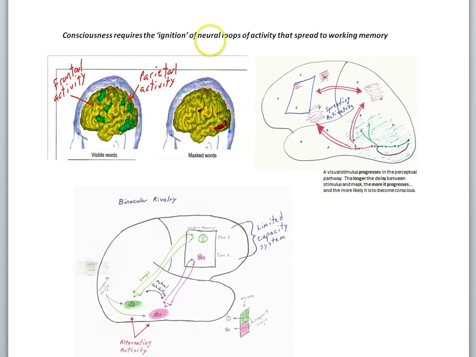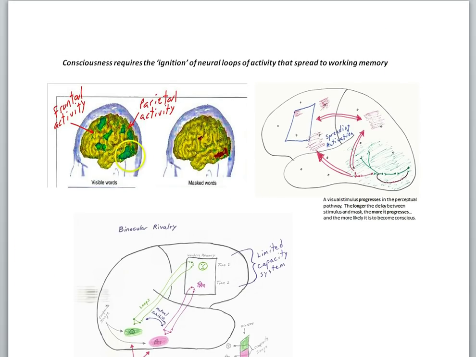Consciousness requires the ignition of neural loops of activity that spread to working memory. Here we see fMRI, the difference between a conscious word and an unconscious word. Even for the unconscious word, we are getting visual cortex activation here. But notice you do not see activity in the front part of the brain or the parietal cortex. This is the working memory system. Whereas if the word reaches consciousness, we see this spreading activation. We can think of this then as the word is entering the working memory system.